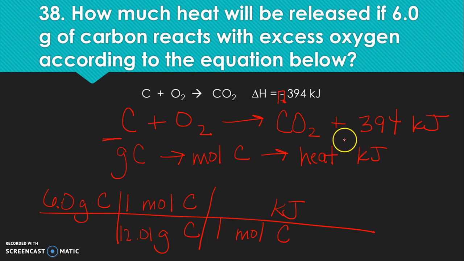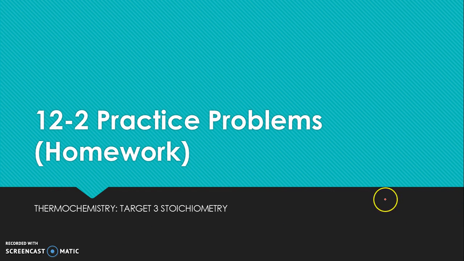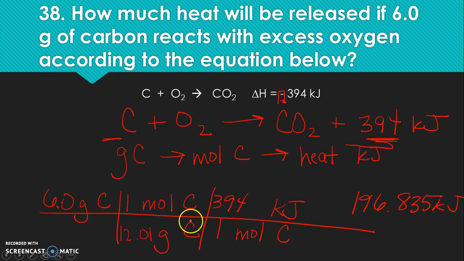And then we're going to come over here. This is now my coefficient, so I'm going to put 394 there. And then when we plug it in, we're going to plug in 6 divided by 12.01 times 394, and we're going to get 196.835 kilojoules.